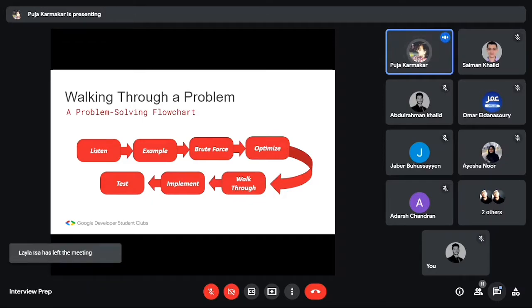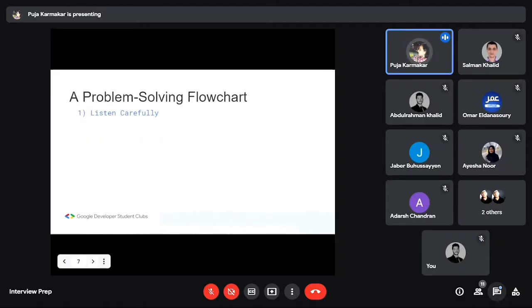We will again reassemble our code, reanalyze it, see if there are any missing points. Then we will implement it. And last but not the least, the most important part, we have to test the code. We have to test the code. So this is a way to solve a problem. Listen carefully.